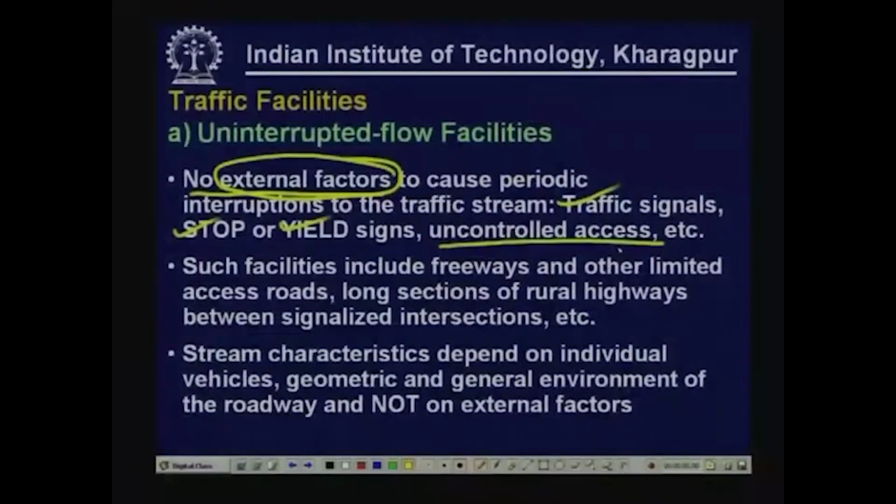So, even if the speed is reduced, it does not matter what the operating speed is. If traffic volume is less, speed may be more; volume is more, speed may be less. But as long as there is no external factor to cause periodic interruption to the traffic stream, the facility will be considered as an uninterrupted facility. Now, such facilities include freeways and other limited access roads, where obviously you have perfect access control and no intersections or stopping of vehicles due to external reasons. Sometimes long sections of rural highways also may operate as uninterrupted facilities.